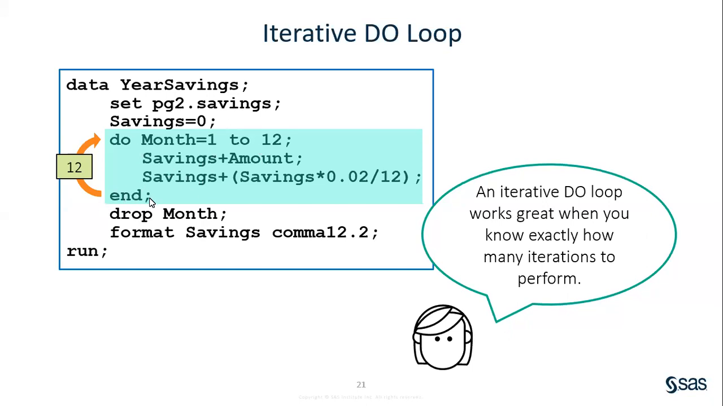So we know at the end of every DO loop, whenever it encounters END, your index variable is incremented to the next value. And when the loop ends, the index variable value in your data is always beyond the end point, correct? So this is the iterative DO loop, which works when you know exactly how many iterations to perform, right?